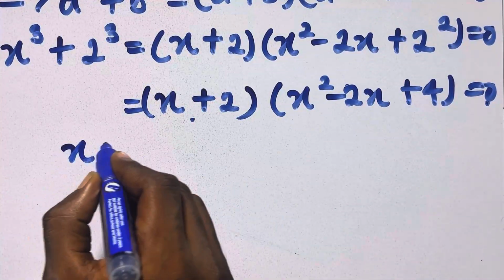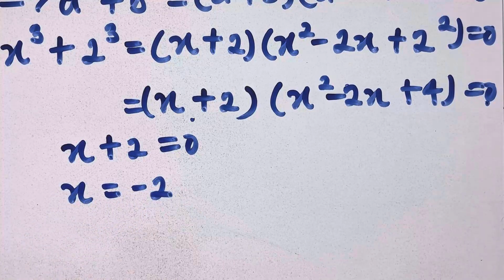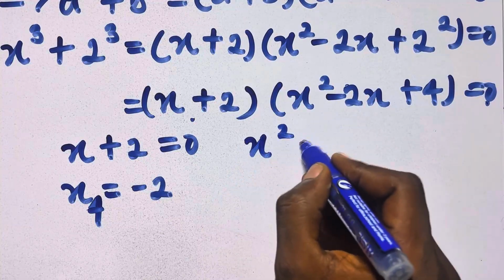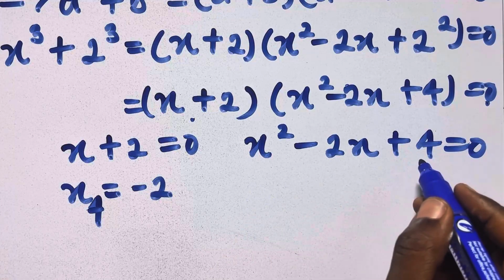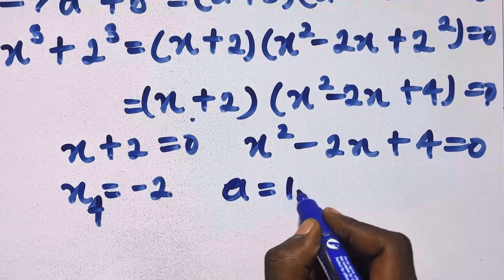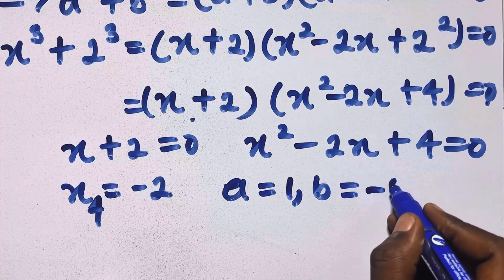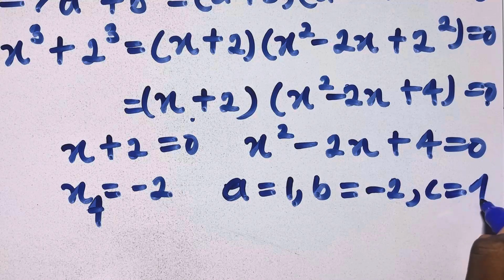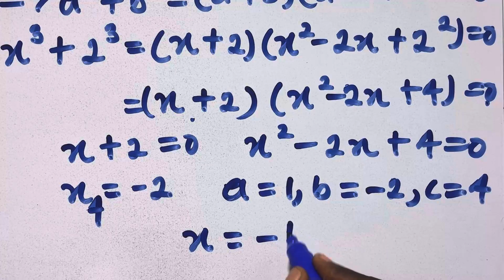For this particular equation, we have this equals 0, and this equals 0. So we have x plus 2 equals 0, which is x equals minus 2. Let's number this x4. For this one, x squared minus 2x plus 4 equals 0. This is a quadratic equation. However, we want to use the quadratic formula, and let's define the variables. Our a, the coefficient of x squared, is 1, b, the coefficient of x, is minus 2, and our c, which is the constant, equals 4.